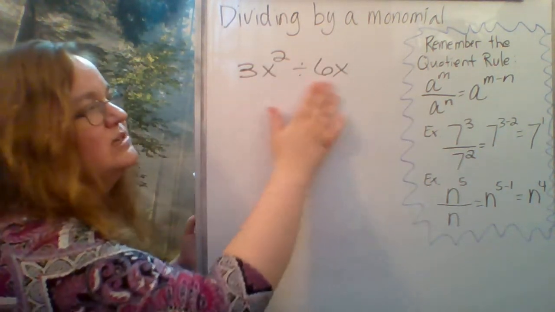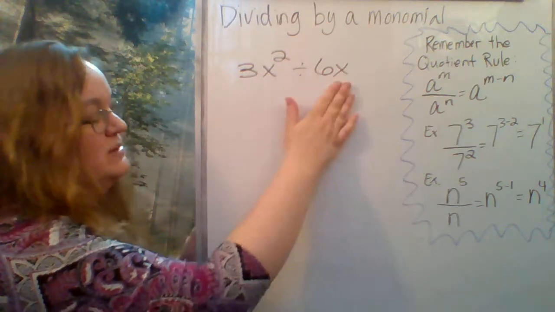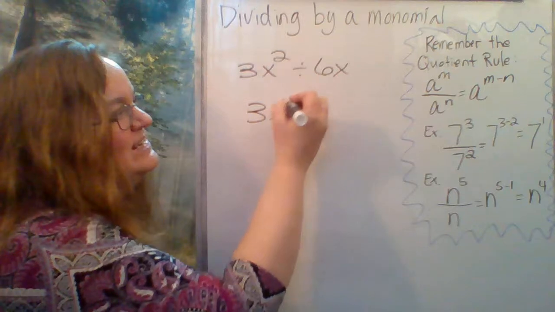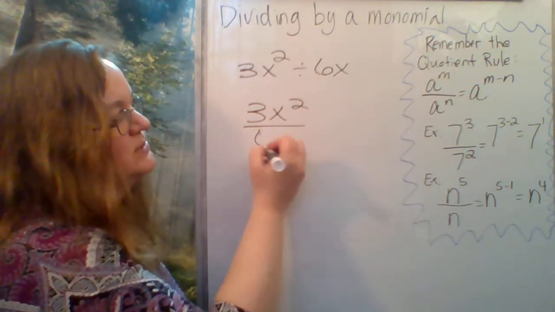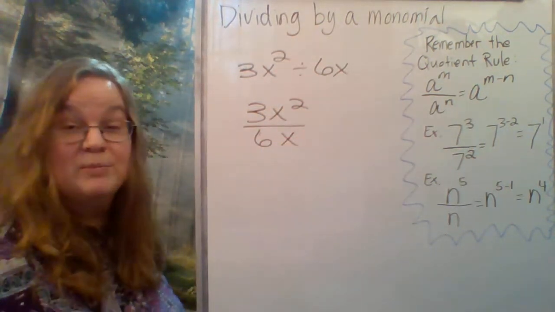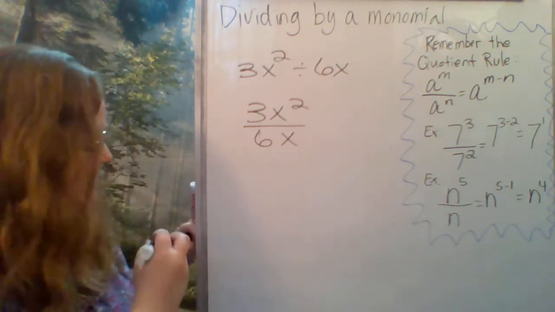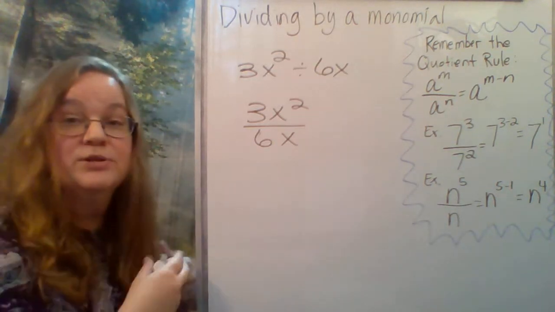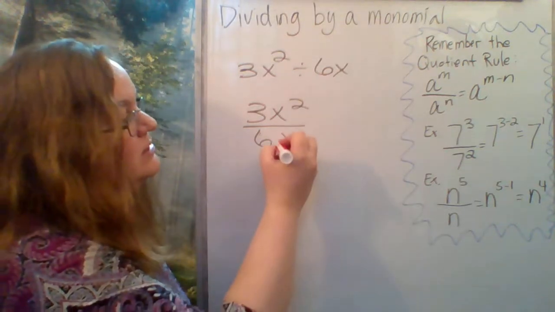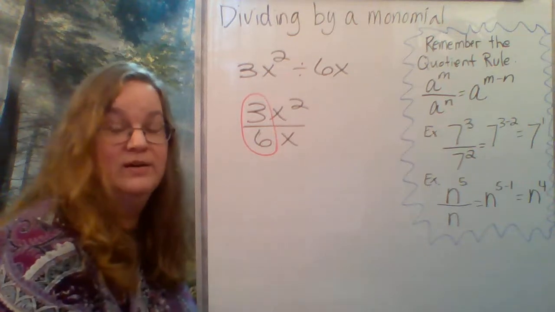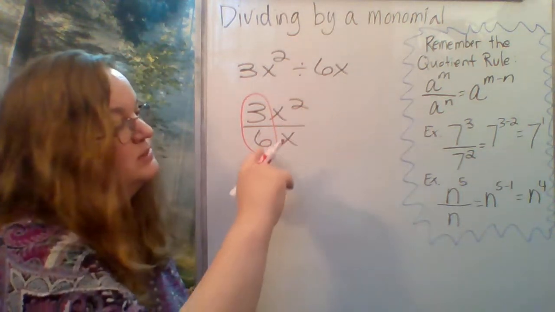Okay, so the first thing I'm going to do, you see I've got 3x squared divided by 6x, is I'm actually going to write it as a fraction because I think it's easier to see what's going on when it's written this way. Remember, the fraction bar is a division symbol, so every fraction is a division problem waiting to happen. And when we do this, we're going to do it in two parts. I'm going to start by looking at the coefficients, the numbers that are being multiplied by a variable in front of the variable, not the exponents.